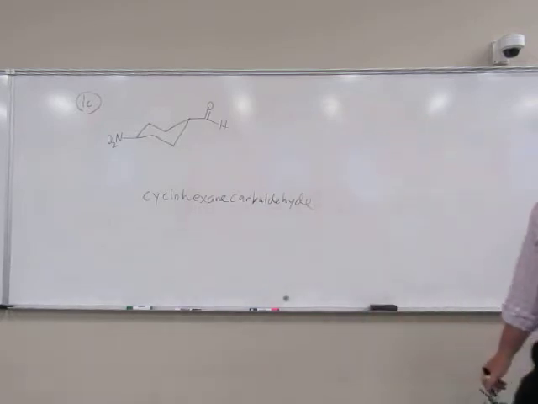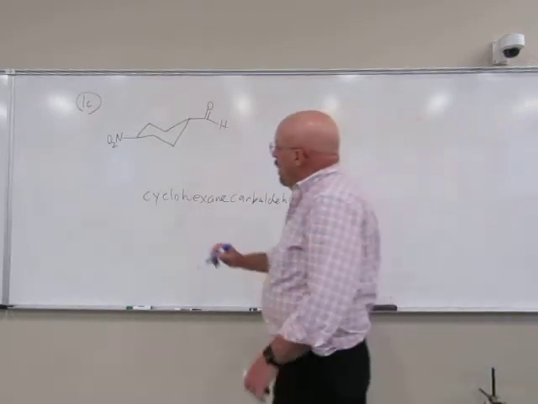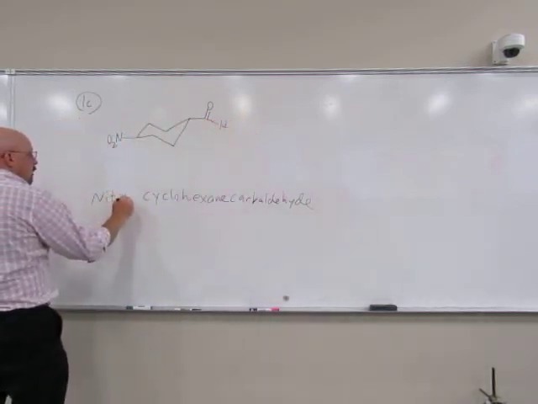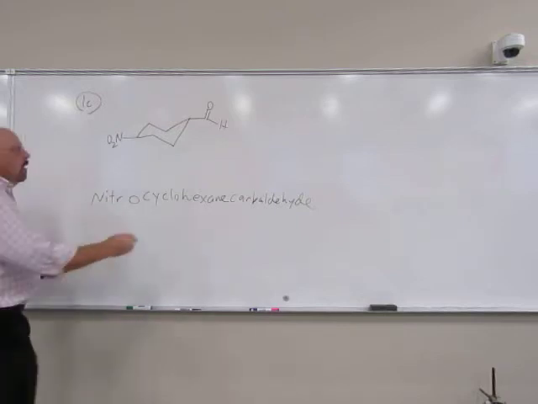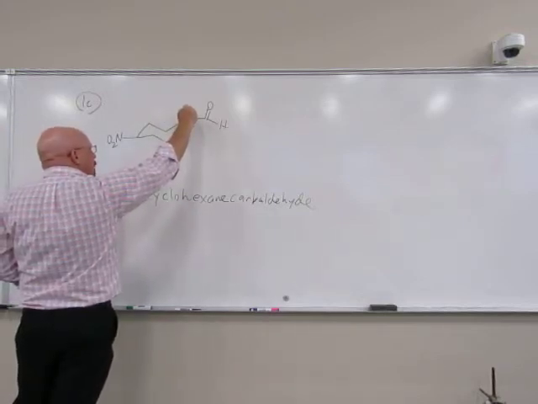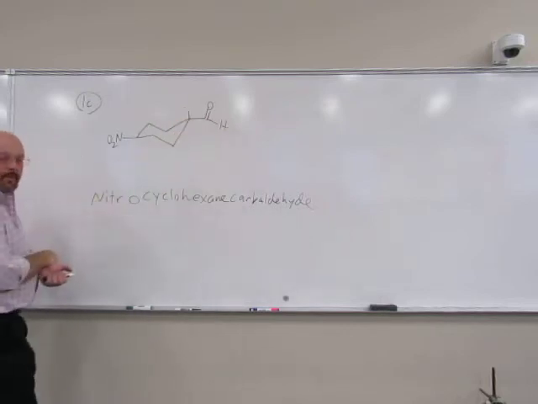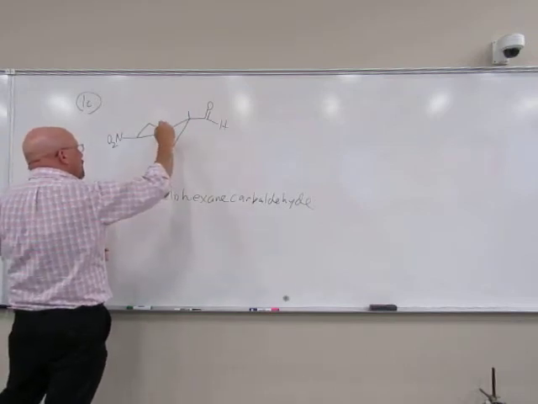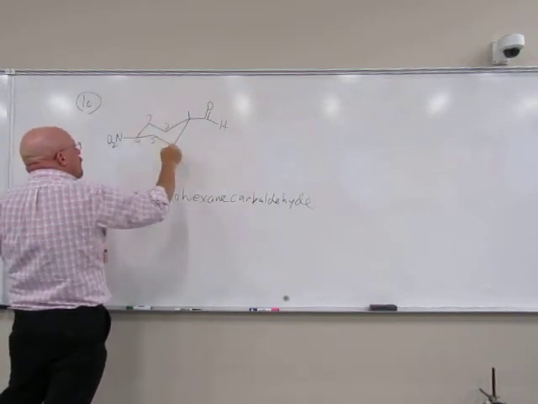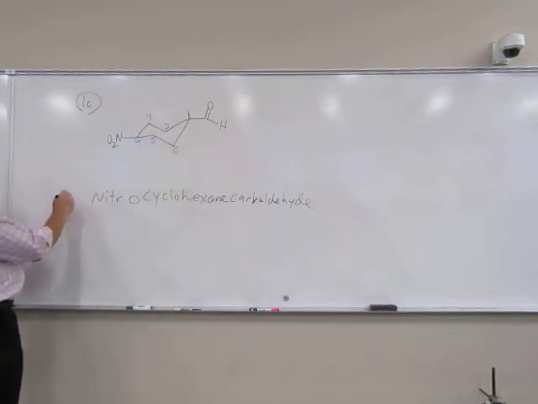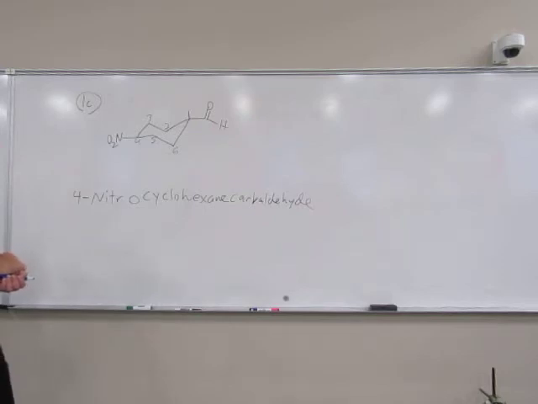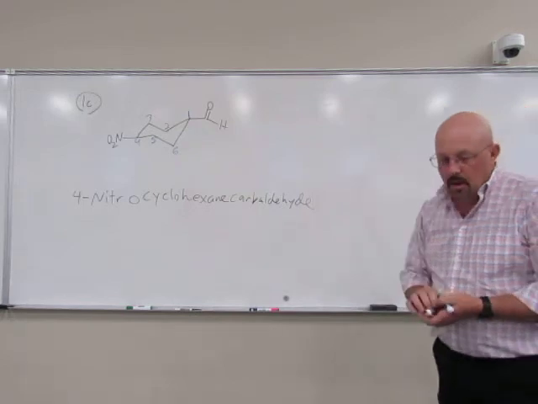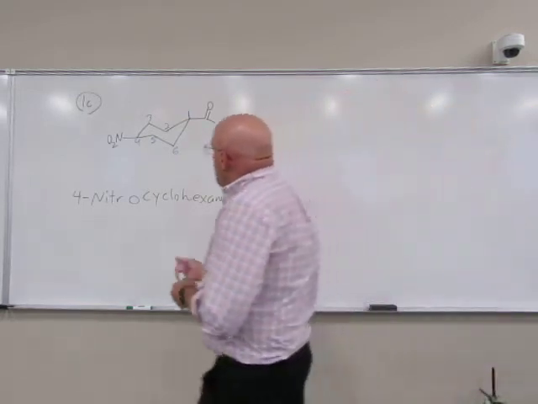This is cyclohexane carbonyl. Now, we have a nitro group as well, and I need to know the position of that nitro group. Let's number our ring, where the carbon on the ring that has the aldehyde group gets the number 1 position. That aldehyde has a higher priority than the substituents. So our nitro is on carbon number 4. This is 4-nitrocyclohexane.